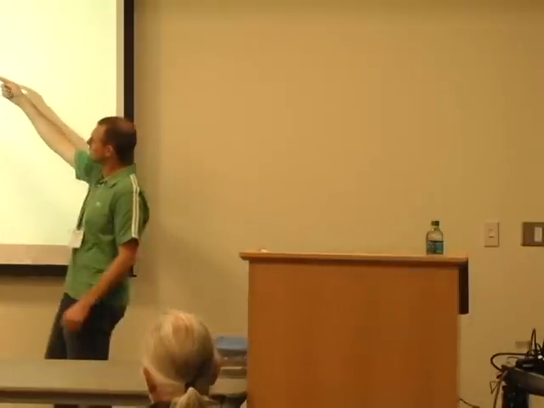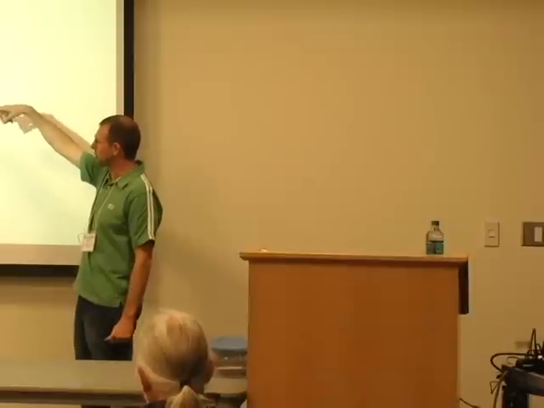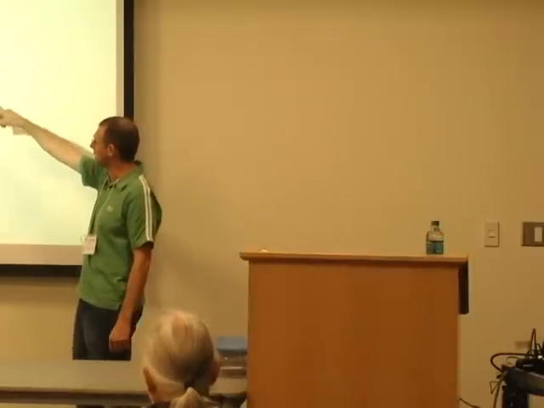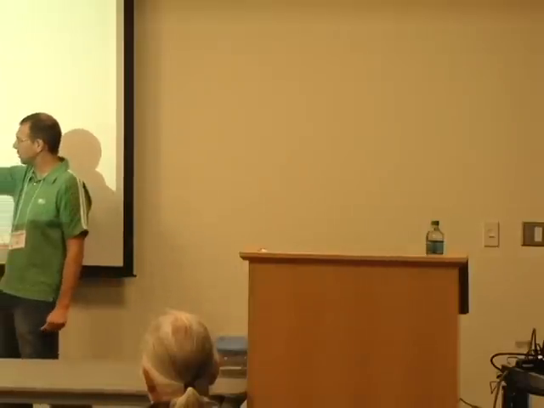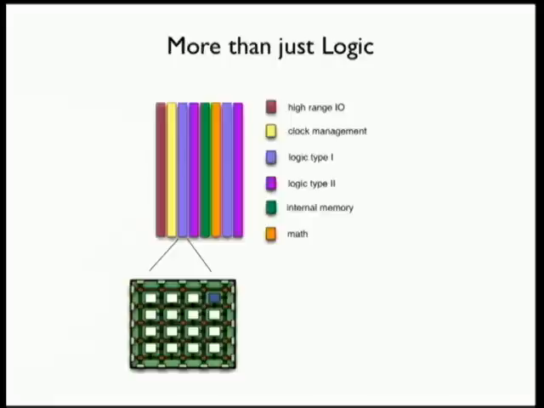This is an example of how one vendor uses columns, and each column is a certain type. We'll have a math column, which will be multipliers and adders. We'll have another column that is one type of programmable logic, another column that's another type of programmable logic, and another column that's internal memory. So this is kind of what a modern programmable hardware device will look like.